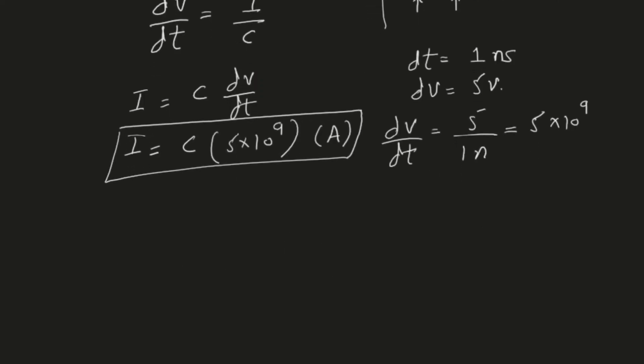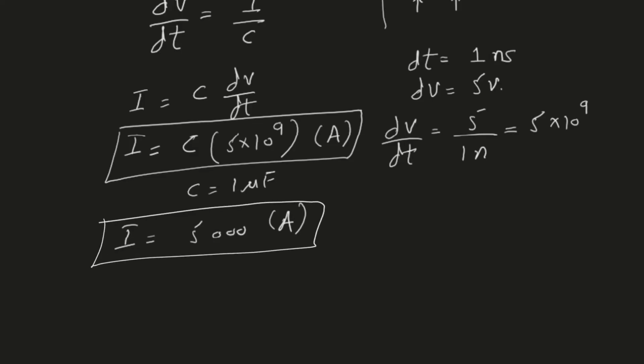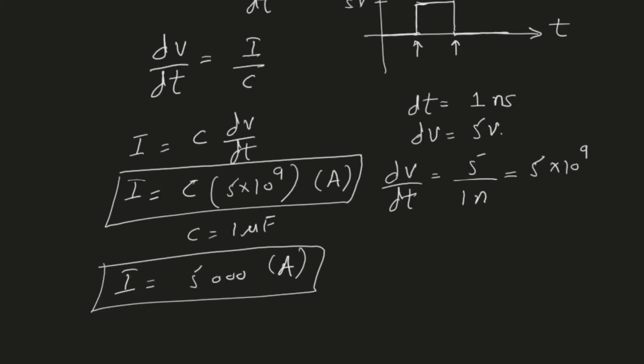We can assume some different values of the capacitor. For example, if I say that C is equal to 1 microfarad, then in that case the amount of current will be 1 micro times 5 times 10 to the 9. Micro is 10 to the minus 6, so multiply that with 10 to the 9, so that will give me 1,000. So 5 times 1,000 is 5,000 amperes. So 5,000 amperes will be needed for a capacitor which is not very large. It's only a 1 microfarad capacitor.